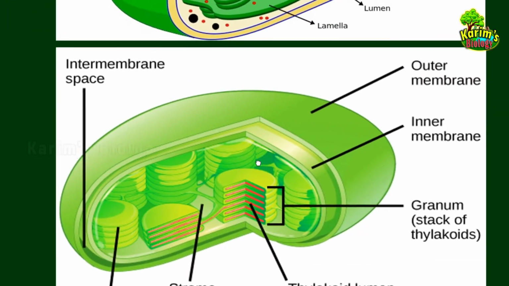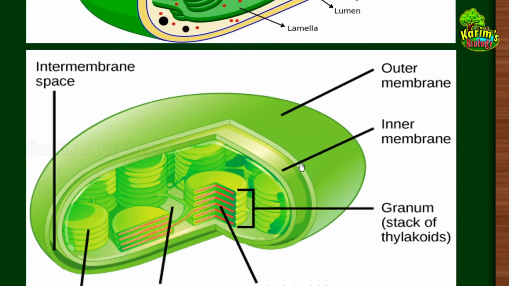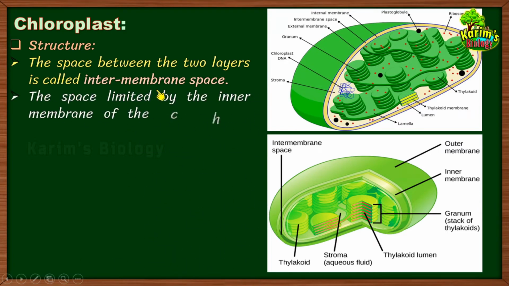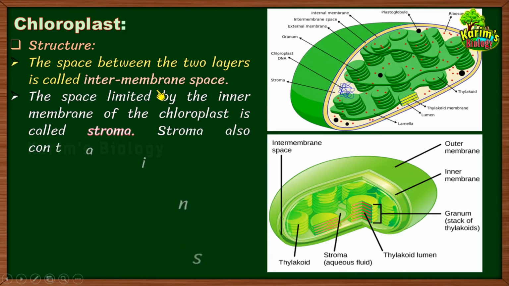This is the inner layer. You can see here, this is the outer membrane, the inner membrane, and the space present between the outer and inner membrane. That space is called the intermembrane space. The space present in between the membranes is called the intermembrane space. Now, the space limited by the inner membrane of the chloroplast is called the stroma.